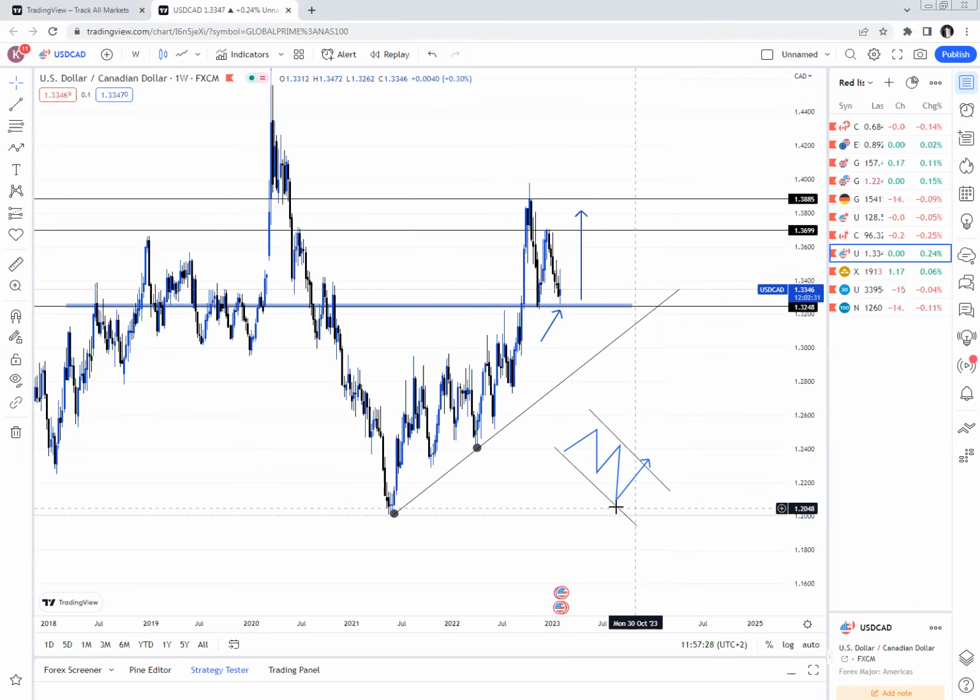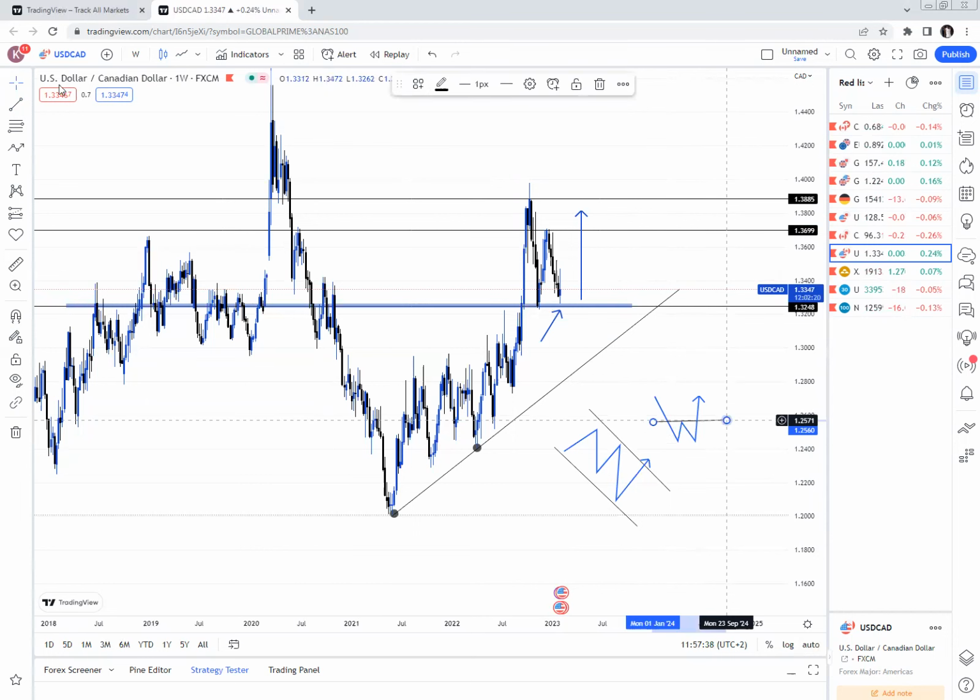So on my smaller time frames, that's what I'll be looking for. Your patterns, your double bottoms, understand? So if maybe I see a double bottom there, those are the things that I'll be looking for on my smaller time frames, understand?